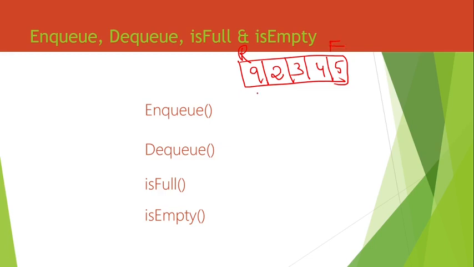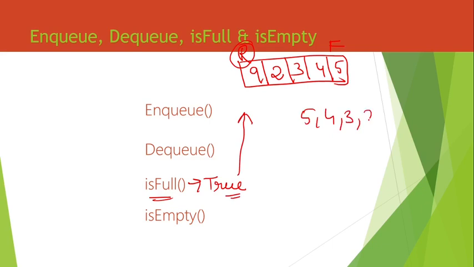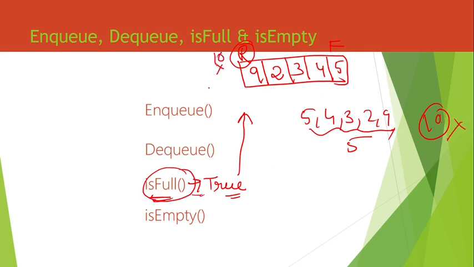Now, in which cases can you not insert? If the rear pointer reaches the maximum size of the queue, then you cannot. That means when the isFull function is true, then you cannot insert a further element. Let's say after 5, 4, 2, 1, 9, I want to insert 10, but the queue size is 5. We have declared earlier a static queue, so size cannot be dynamically increased. You can increase it using a linked list, but in this case we cannot. So 10 cannot be inserted, because every time you insert something into the queue, the isFull function will be checked whether the queue is full or not. If it returns true, then we cannot insert 10.